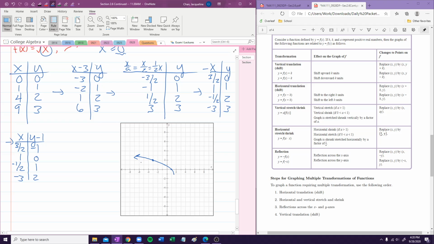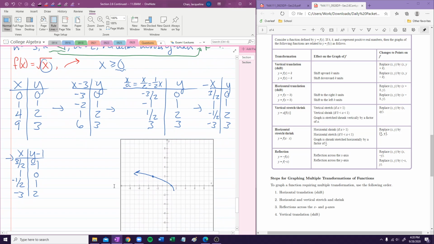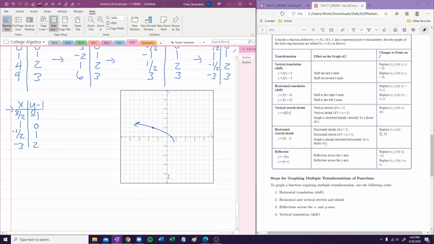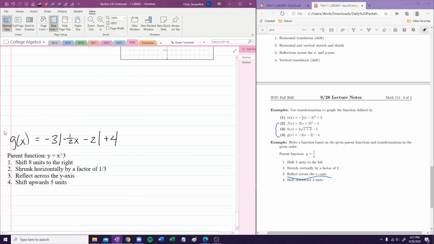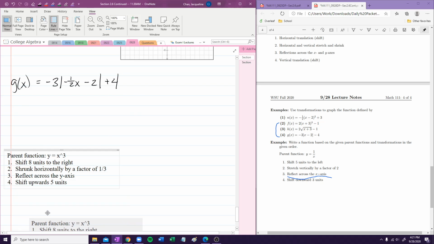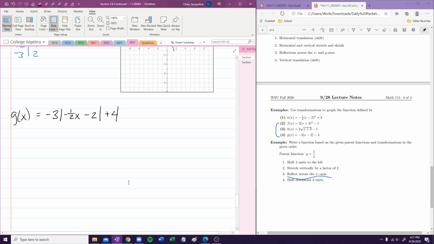Okay, and this is what my graph looks like. This is what our f of x looks like using transformations. Lastly, I did not like the function I picked, so I did a new one, and we're going to do this last example later. So I have g of x is equal to negative 3 times the absolute value of negative 1 half x minus 2 plus 4. As you can see, there is a lot going on here, but it's fine. We can still do it.